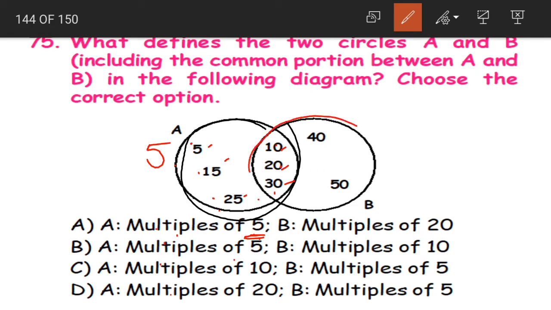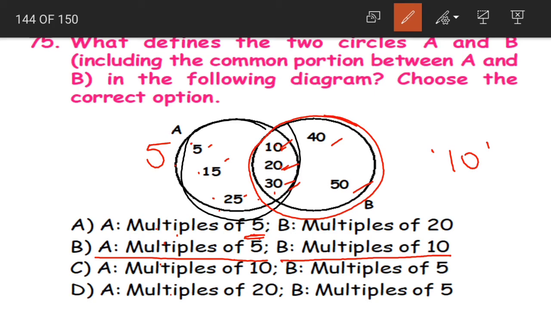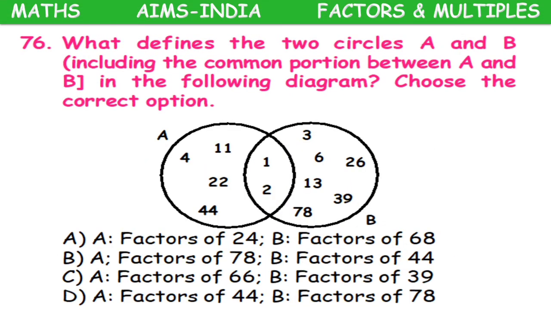Now coming to the numbers in circle B, what do we have? 10, 20, 30, 40 and 50. These are the multiples of the number 10. Yes, so the numbers in circle A are multiples of 5 and the numbers in circle B are multiples of 10. So option B is our correct answer.